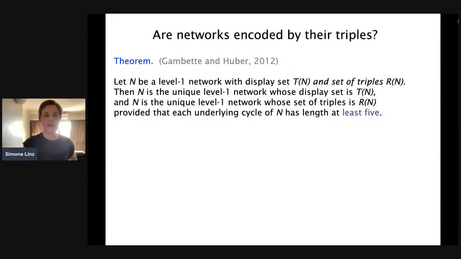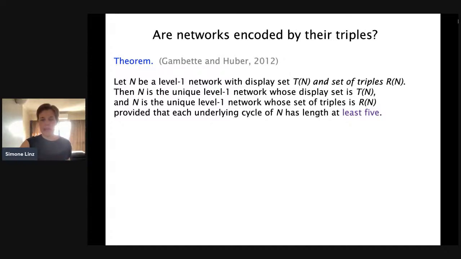There has been some work on this by Philippe Gambette and Katharina Huber. They looked at level-1 networks. So they took a level-1 network and they were asking, is this level-1 network encoded by its display set or by its set of triplets? And it turns out level-1 networks are also encoded by their display sets, but they are also encoded by their sets of triplets. The only proviso that they needed was that they required each underlying cycle in the network to have length at least 5.